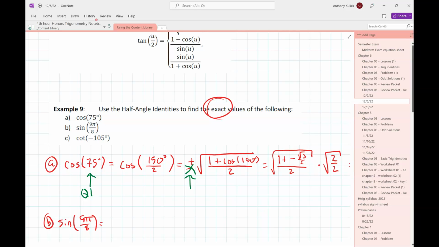All right, sine of 9 pi over 8. How do I do sine of 9 pi over 8? It is half of what angle? Okay, 18 pi over 8, which just reduces down to 9 pi over 4. That's the way I would write it.